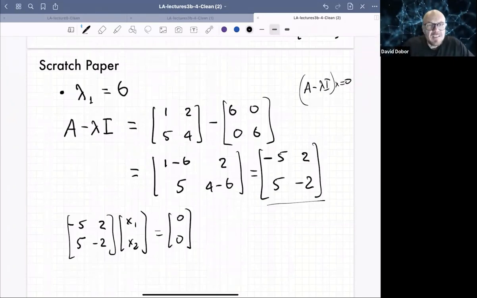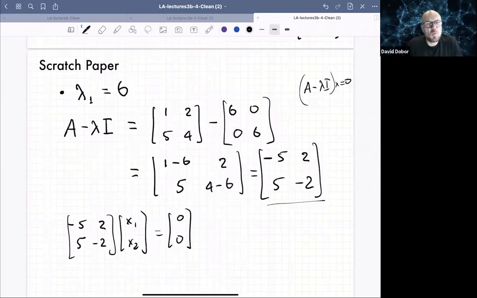Now, my rows are multiples of one another. They better be, because that's how I selected the lambdas. I selected the lambdas so that the determinant of A minus lambda I would be 0, which means that the matrix is singular, which means that if I carry out the Gaussian elimination on that matrix, because it's singular, I'll end up with a row of zeros.